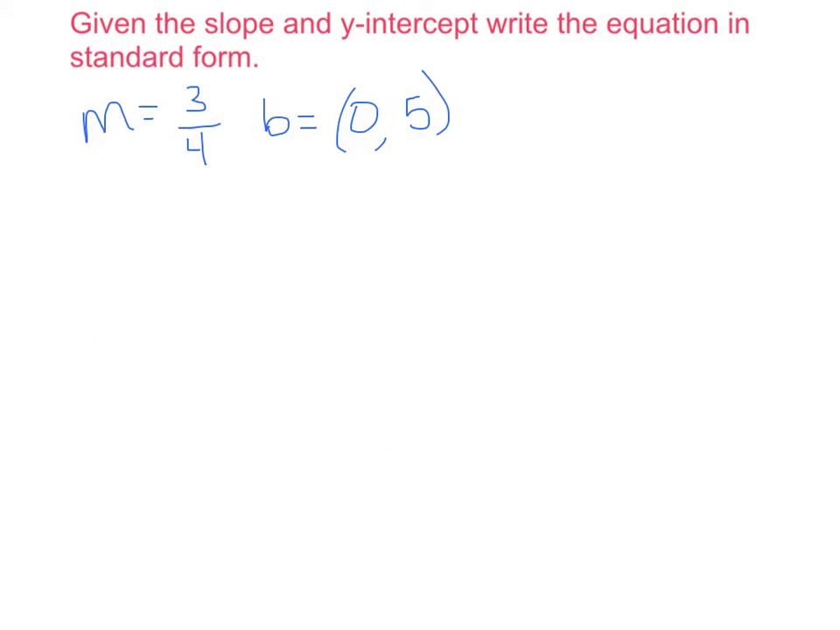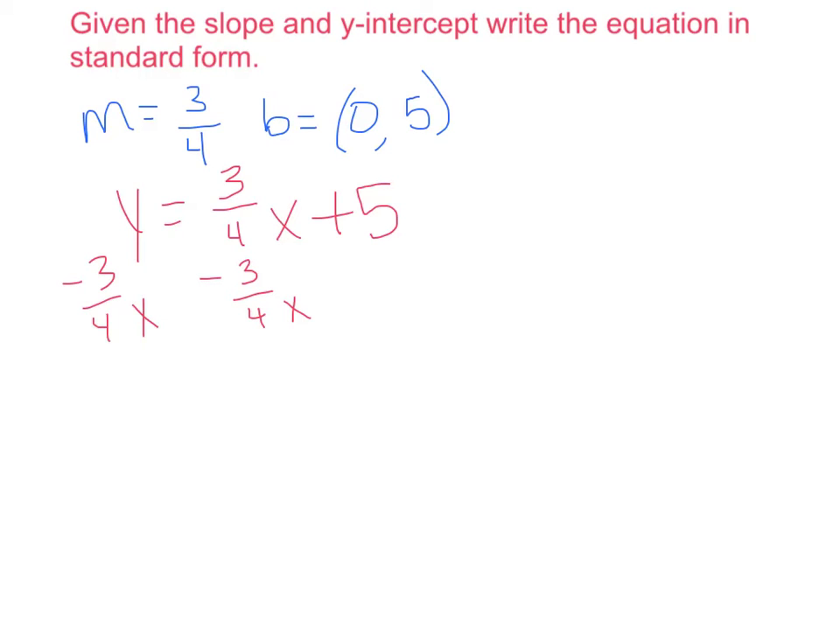Let's try one more. Given the slope and y-intercept, write the equation in standard form. So y equals 3 over 4x plus 5. I have to move that 3 over 4x, so I subtract 3 over 4x from both sides. So we have negative 3 over 4x plus y equals 5.